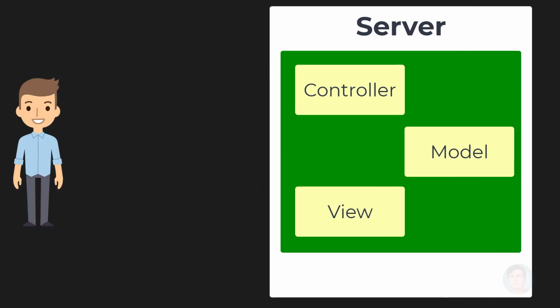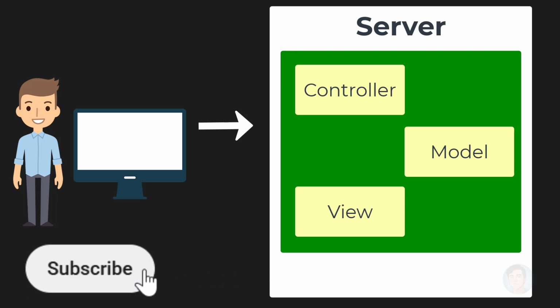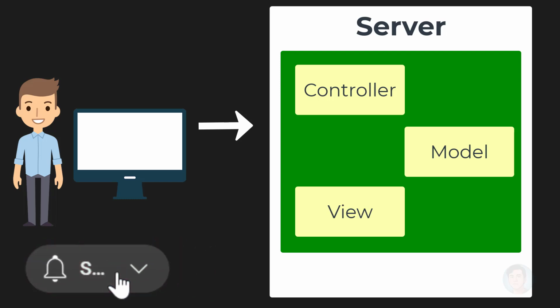Now, let's say a user wants to retrieve a list of books stored on our server. So he opens his web browser on a computer, types in the URL to our application, and hits enter. The web browser will then send an HTTP request to our server. This request may contain information such as query string parameters. Next, on our server, the controller, which is the C part of MVC, receives the incoming request. So the controller handles the request and decides what to do with it.